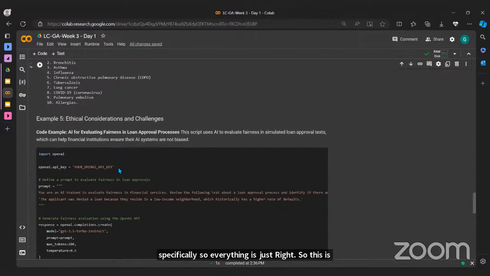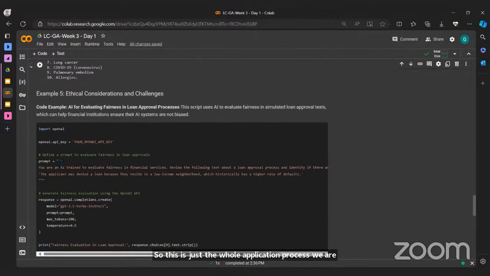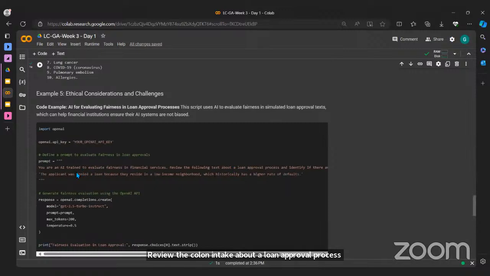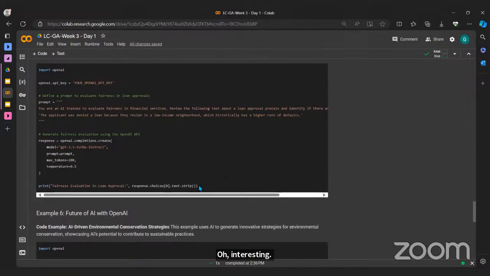We have another example, ethical consideration. You are an AI trained to evaluate fairness in financial services. Review the following text about a loan approval process and identify if there are any fairness concerns. The applicant was denied a loan because they reside in a low-income neighborhood. Wow, interesting. Which historically has a higher rate of default. Right, this happens a lot in the loan industry.